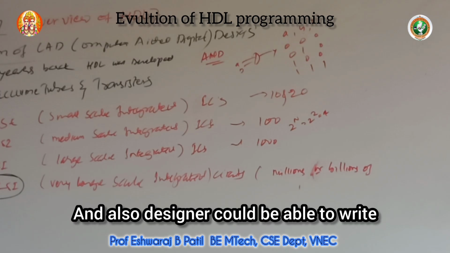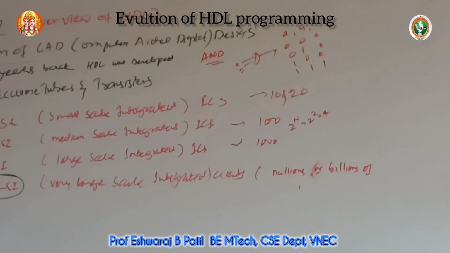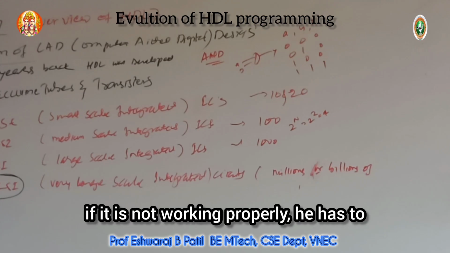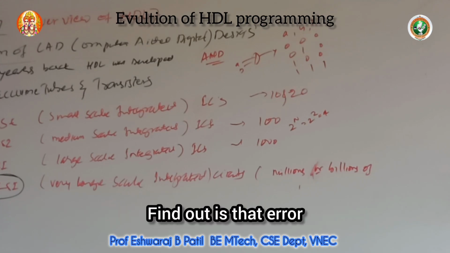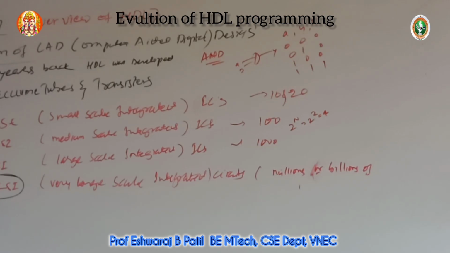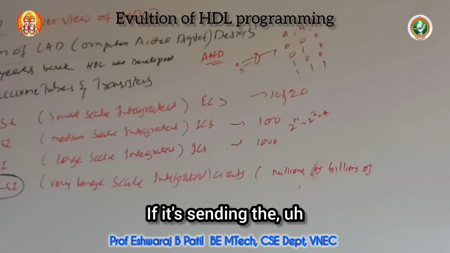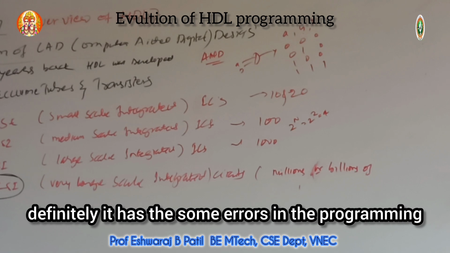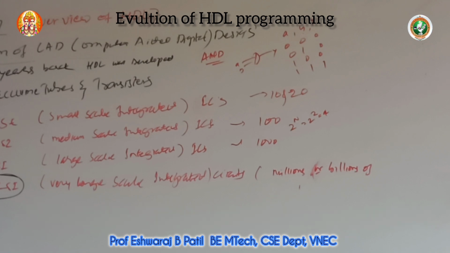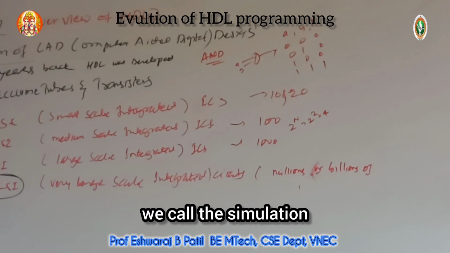Also the designer has to find functional bugs. If it is not working properly, the designer has to find that bug, that error, and rectify it with the help of the simulator itself. If it is not working for my input combination, definitely there is some error in the programming. This is what we call simulation.